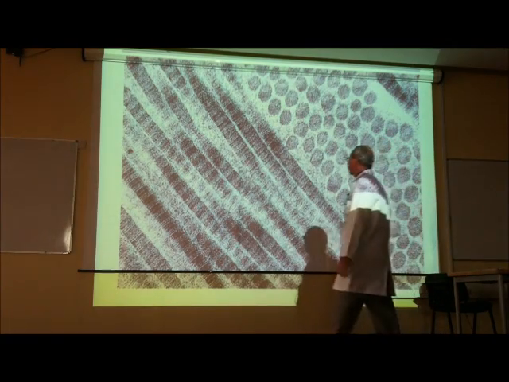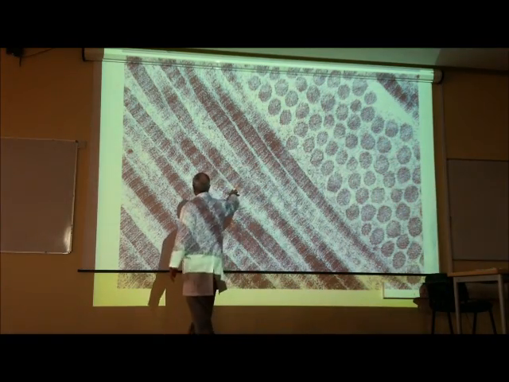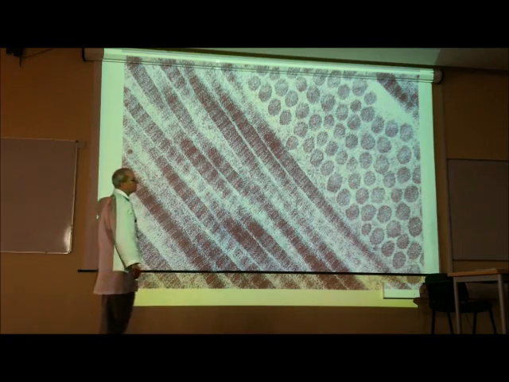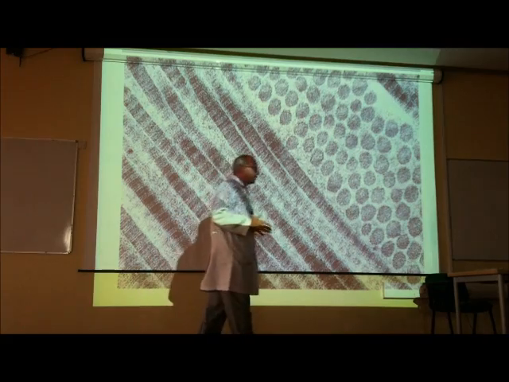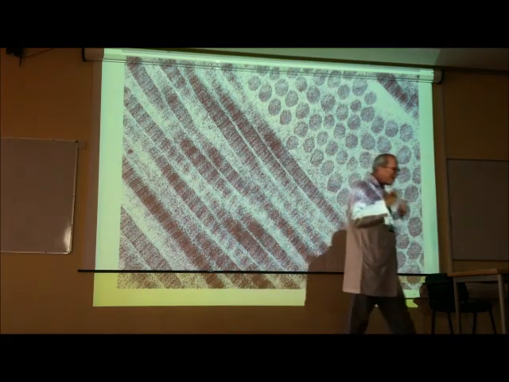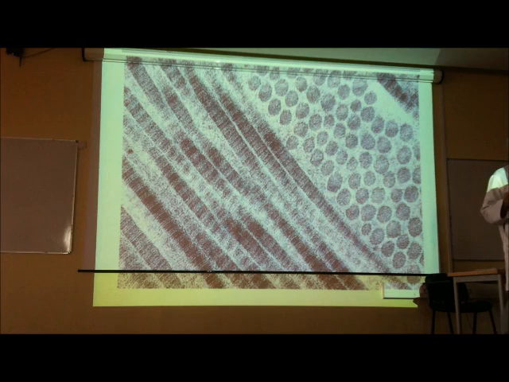This is an electron microscopic picture of collagen fibrils. What is the structural unit of collagen fibrils? Tropocollagen molecules. The fiber is formed of a group of fibrils. Each fibril is formed of tropocollagen molecules arranged in a staggered arrangement.